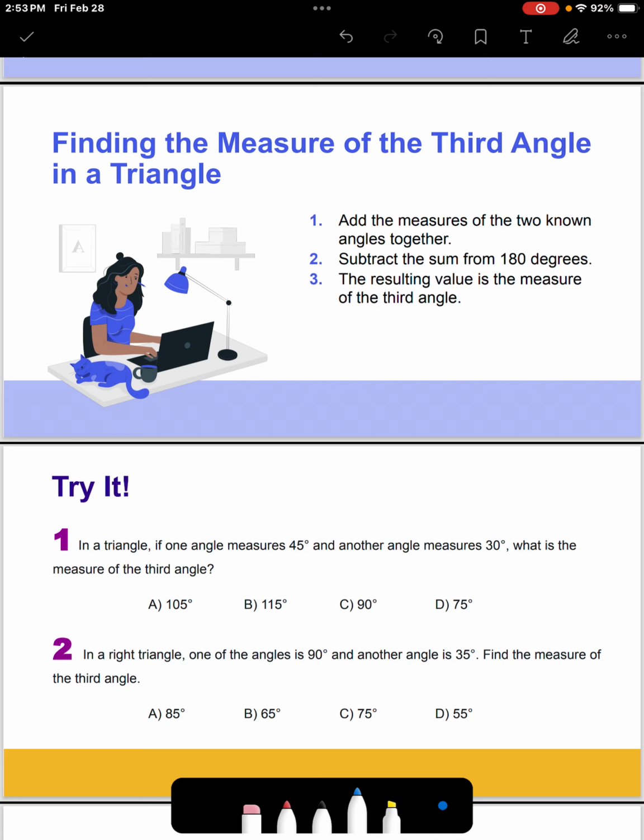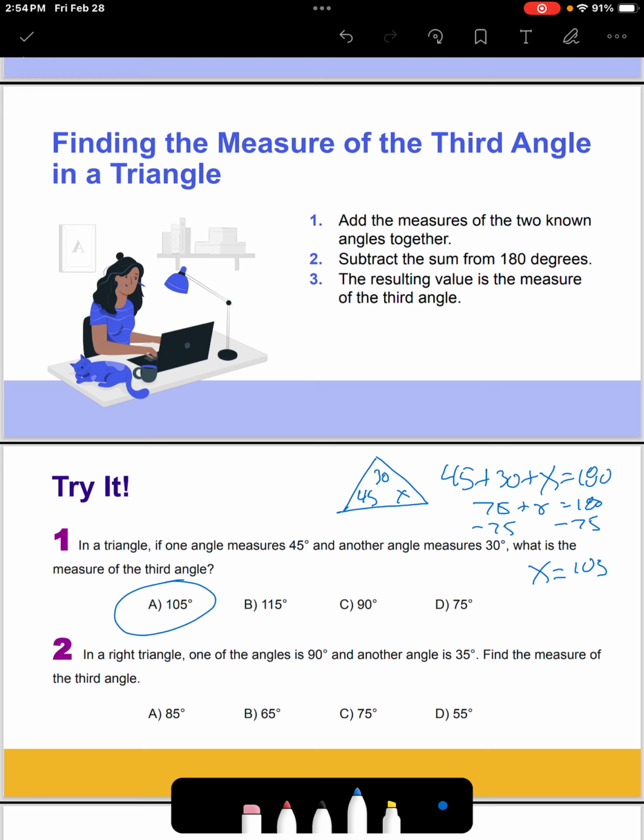So let's try it here. If I try a triangle, if one angle measures 45 and the other angle is 30, what's the third angle? So if one's 45, one's 30, and we're looking for the third one, how are we going to find it? Well, we know they add up to 180 degrees. So 45 plus 30 plus x equals 180. You solve that. 45 plus 30 is 75. Subtract 75. So x equals 105.